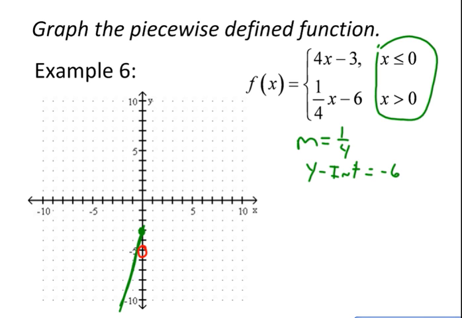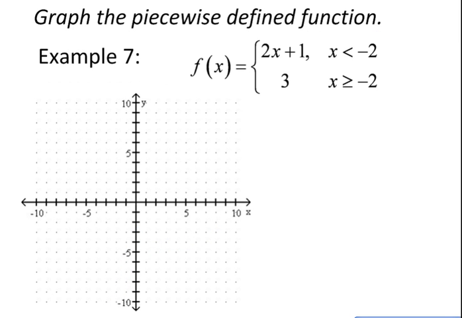Now we want to go up 1 and over 4 for the slope. Up 1 right here. So that's our line that we're looking for. So we want to connect these dots as best we can. Use a ruler when you're drawing these lines. So in this case, we have 2 positive slopes, and this is the graph of this function. Let's take a look at this piecewise function.